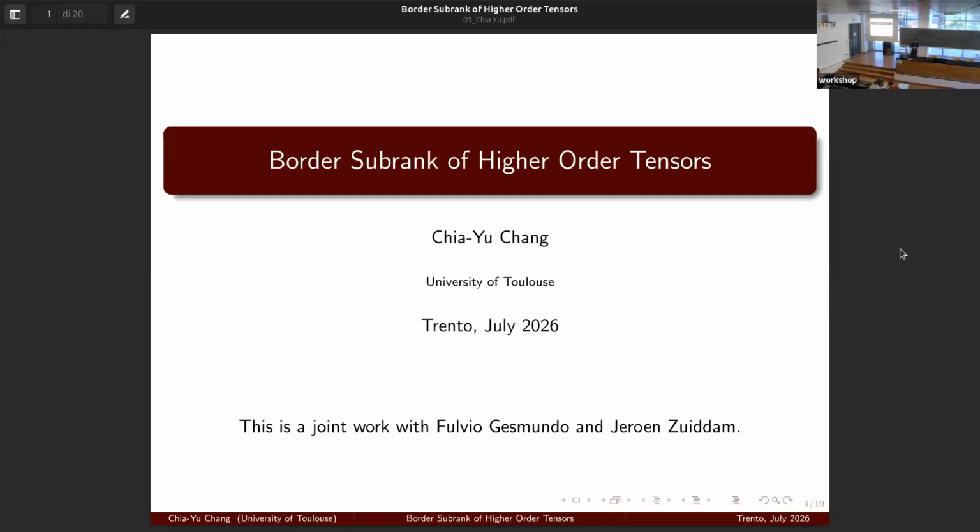We already saw many quantities associated to a tensor, like tensor rank, border rank, asymptotic rank, also some varying rank about polynomials. And today I'm going to talk about another measure of tensors. It's called border subrank of tensors. And especially I'm interested in the border subrank for higher order tensors, for the structure tensor for the algebra.